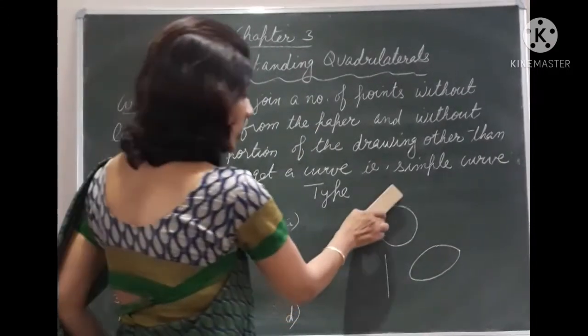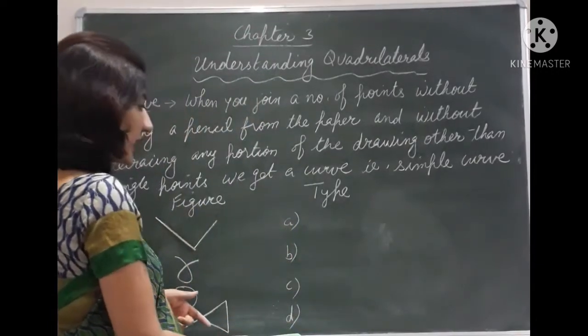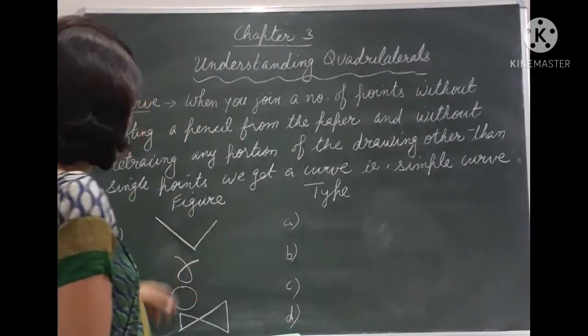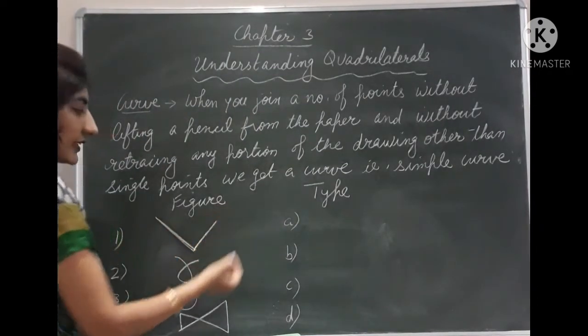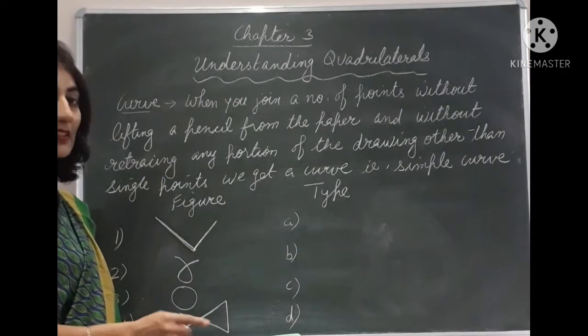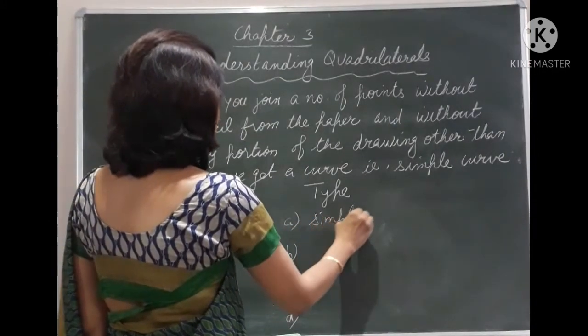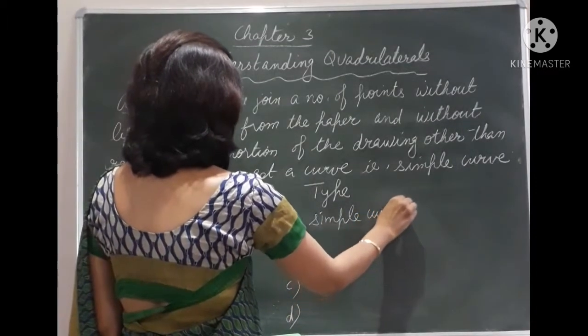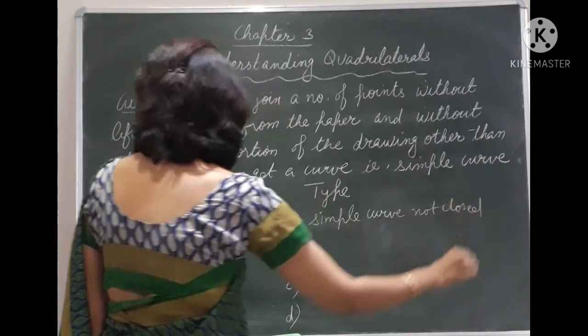On the first page in your book, match the following is given. Their types of curves are drawn and they have asked you to match them. So the first one, if you draw it with a pencil, you will draw this line and this line. So it is a simple curve and it is not closed. So you will write it as simple curve but not closed.